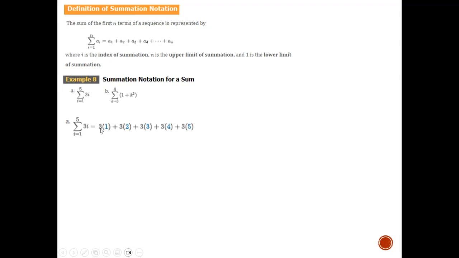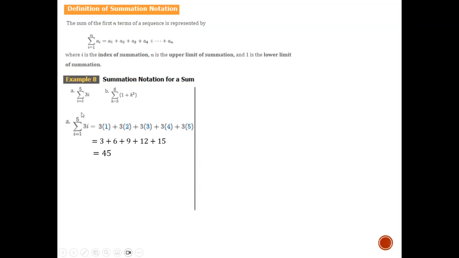So 3i, when I plug in a 1, is 3 times 1. Then sum, I'm going to add, plug in a 2, 3 times 2. Then I plug in a 3 for i, then a 4, and then I stop when I get a 5. So this is what I generate by plugging in the numbers from 1 through 5 into my equation. I'm going to add them all up, but first I'm going to simplify each term. Okay, so what I get, 3 times 1 is 3, 3 times 2 is 6, plus 9, plus 12, plus 15. Add all of that up and we get 45. So that's what we did here. We found the sum, and that's how we interpret also the symbols and what it all means.